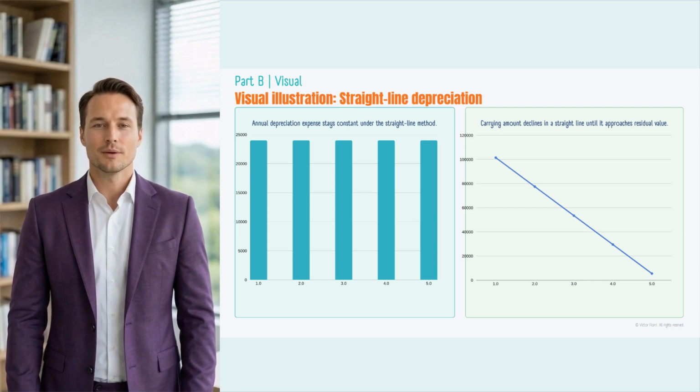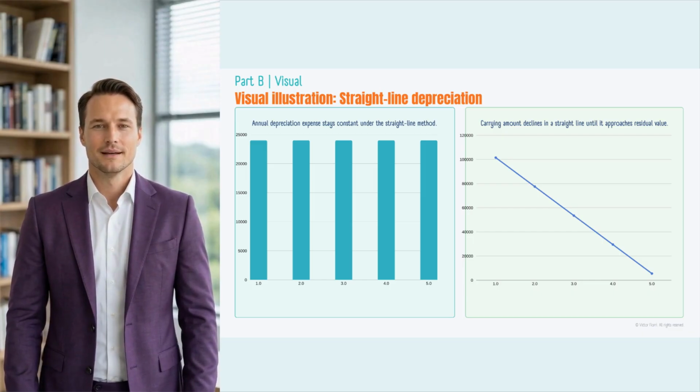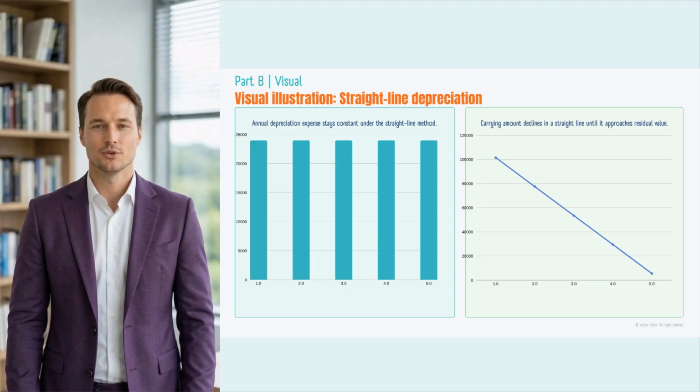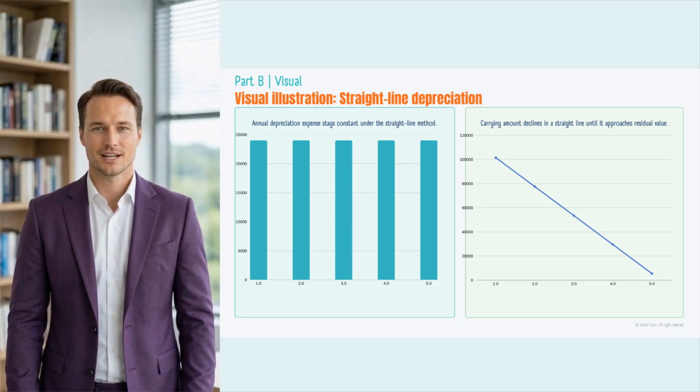When students only memorize formulas, they sometimes miss the bigger picture. But when they see the line shape, they understand why the method is called straight line. In everyday business terms, the company is consuming the asset's useful service evenly over time. A practical tip is to imagine two lines in your mind, one flat for annual expense and one downward for carrying amount.